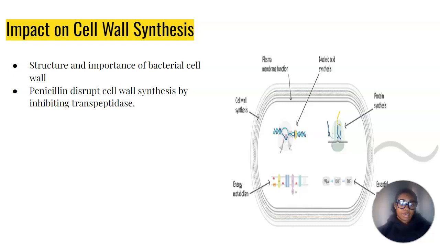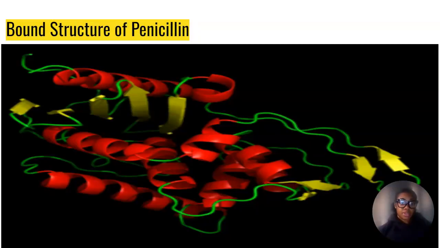in combating bacterial infections. So this is the chimera image. Penicillin, a beta-lactam antibiotic, exerts its antimicrobial effects by inhibiting the enzyme transpeptidase. This enzyme is crucial for bacterial cell wall synthesis, as it catalyzes the cross-linking of peptidoglycan chains, providing structural integrity to the cell wall.